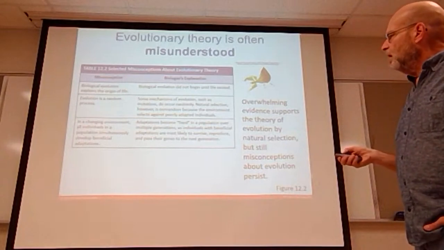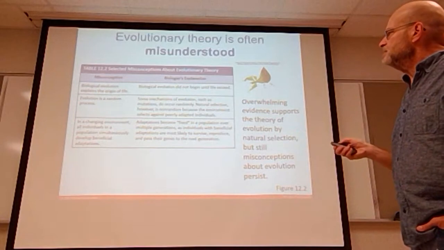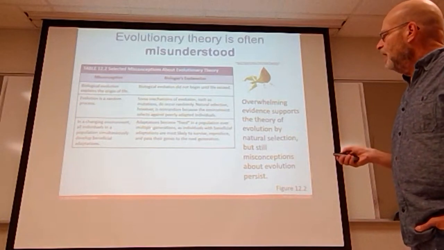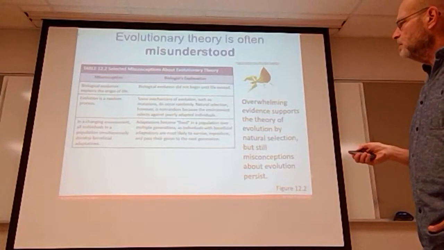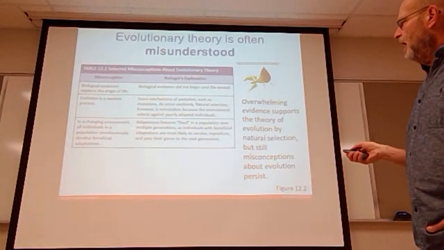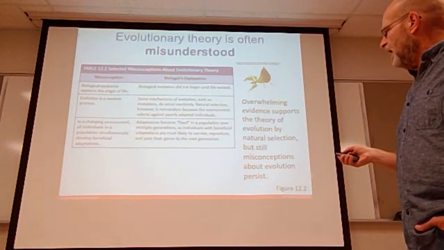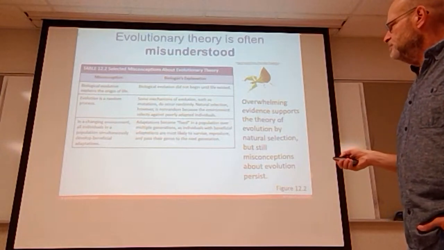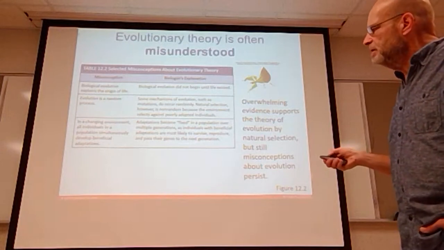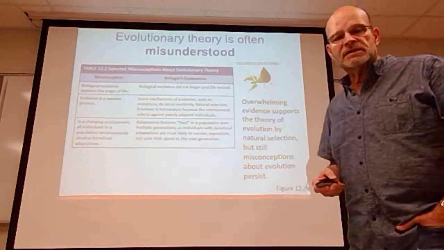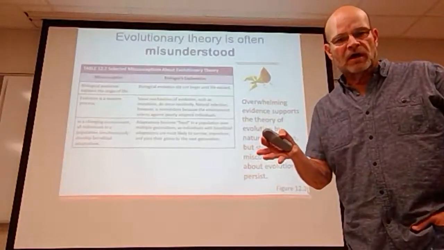And in a changing environment, all individuals in a population simultaneously develop beneficial adaptations. That is a misconception. Adaptations become fixed in a population over multiple generations, as individuals with those beneficial adaptations are more likely to survive, reproduce, and pass their genes on to the next generation. The whole population does not evolve. A segment of the population evolves.